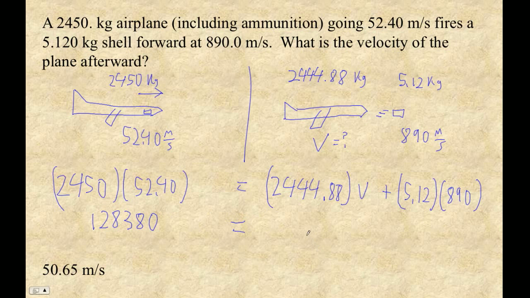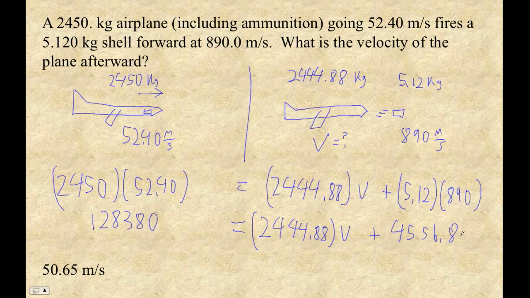That's this, okay. And then we still have 2444.88 times V. Then 5.12 times 890 turns out to be 4,556.8. Is that right? That is correct.